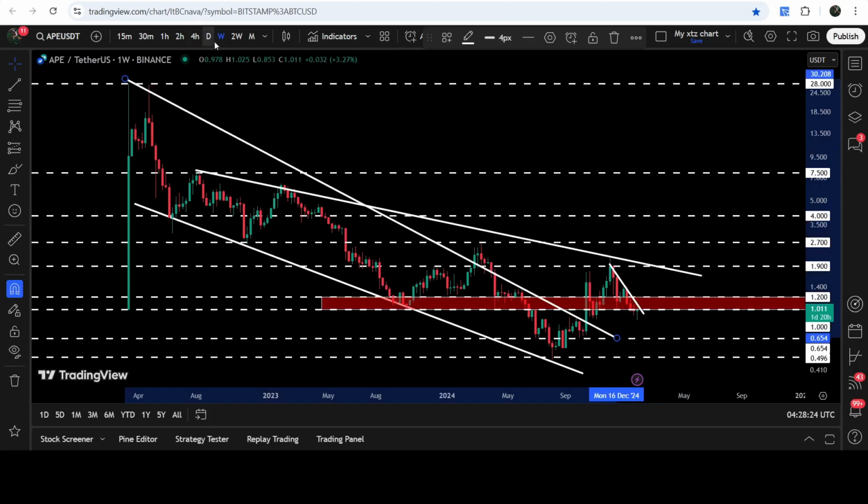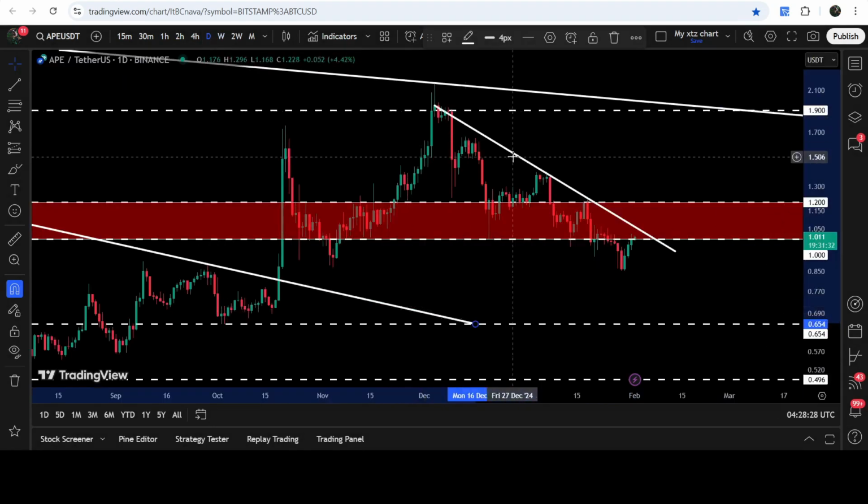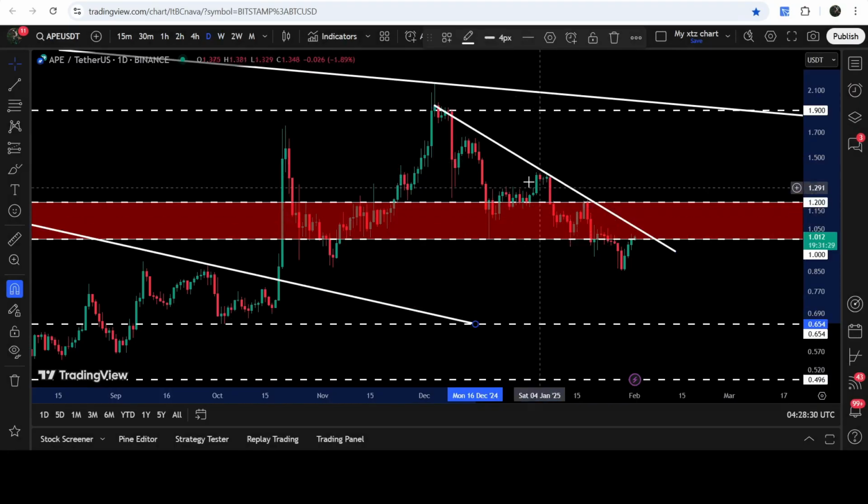And if we take a look at the daily time frame chart, then here you can see that we have also found this downtrend line resistance. And in today's video, we will also analyze this move.